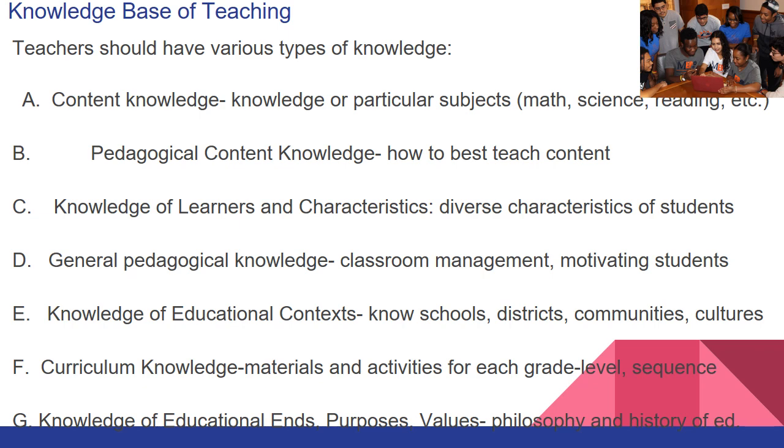A sixth type would be curriculum knowledge. This would be when teachers know what specific materials and activities will be useful for that grade level, and also what sequence or what time span is expected to be devoted to each topic. Seventh, you also need to have, as a teacher, knowledge of educational ends, purposes, and values. So you have to understand the philosophy of education, the history of education, and the goals of education.